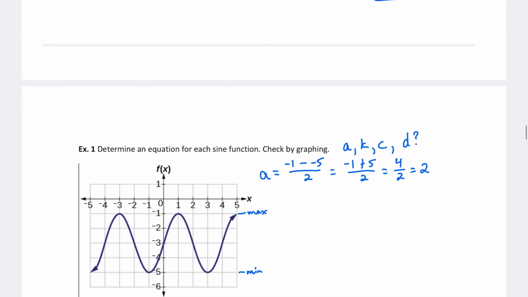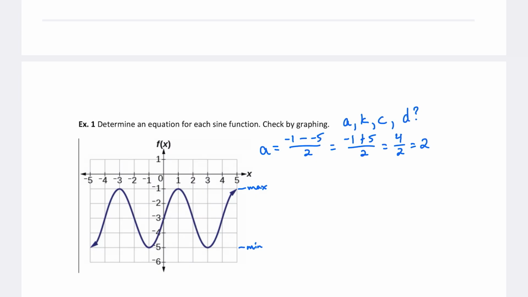Next, we have our K value. So first we need to figure out what is the period. So if I think of this as the starting point, we got to say, well, when would this graph start repeating itself? And so you can see that if you were to slice it right there, every 4 units, it seems to repeat itself. So we're going to put k equals 2 pi over the period, which is 4. And simplified, that is pi over 2.